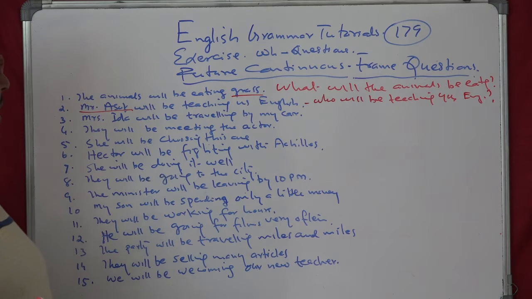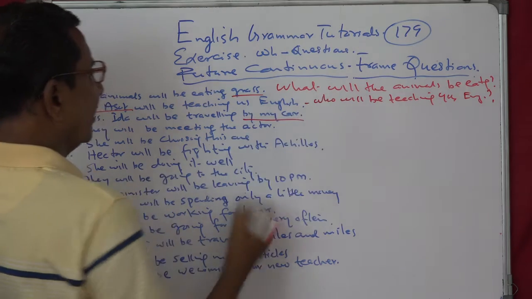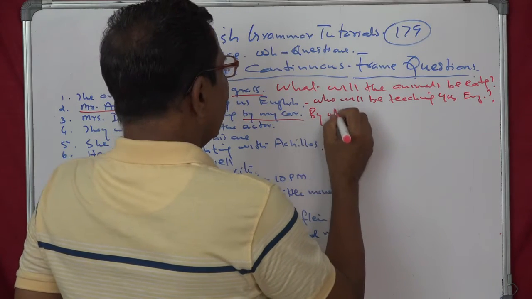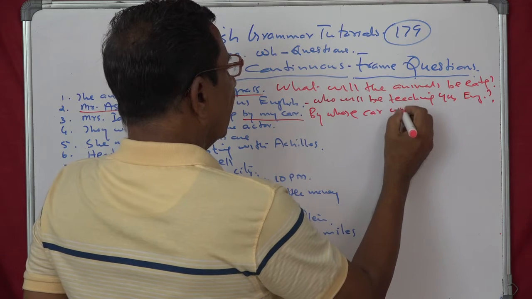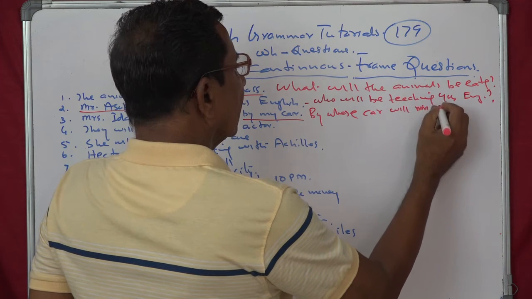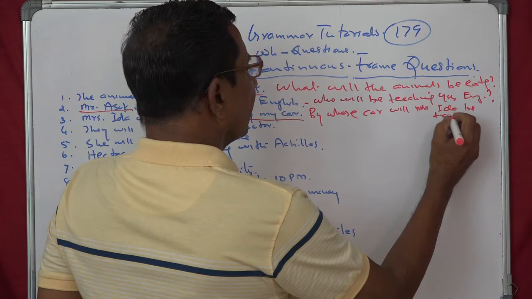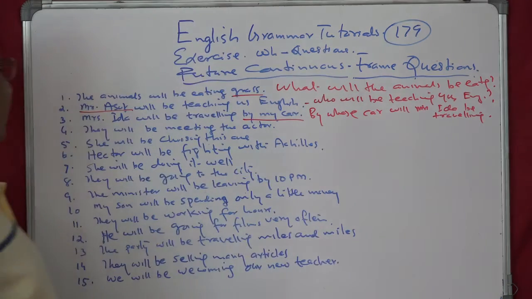And that sentence, Mrs. Ida will be traveling by my car. You want to answer my car. So you have to say by whose car? Or even whose car will do? By whose car will Mrs. Ida be traveling?